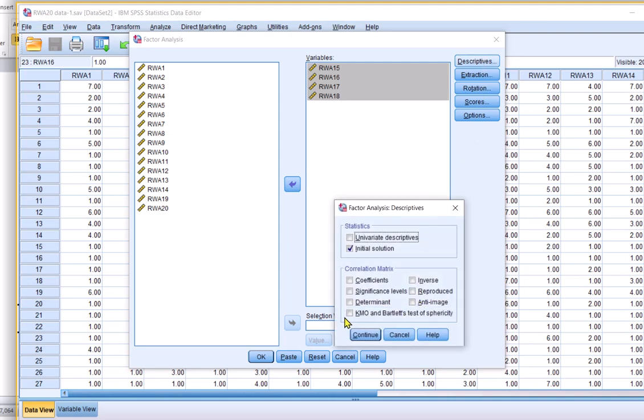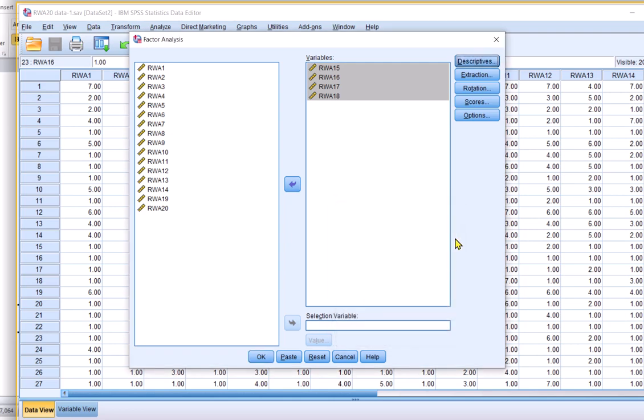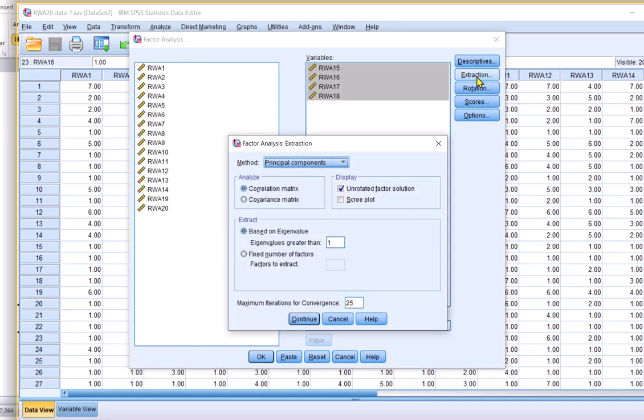Right now, I'm not going to talk about these options, the reproduced, anti-image, and KMO, but I will later. Right now, I just want to check the extraction menu and the rotation menu. For extraction, you can see that the default setting is principal component. That's the one that I did by hand. When you open that menu, you see that there are a number of other ones as well.